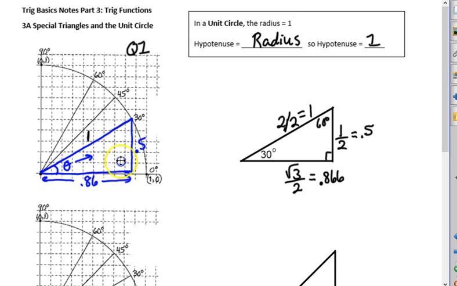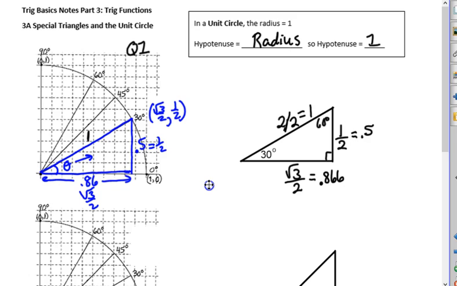Now, if you were plotting a point, you would start at 0, and you would go over 0.86, which is also the square root of 3 over 2, and then you'd go up 0.5, which is also 1/2. And so the coordinates of the point where the hypotenuse of the angle intersects the circle at this 30-degree mark are the square root of 3 over 2, the length of the adjacent side, and 1/2, the length of the opposite side.